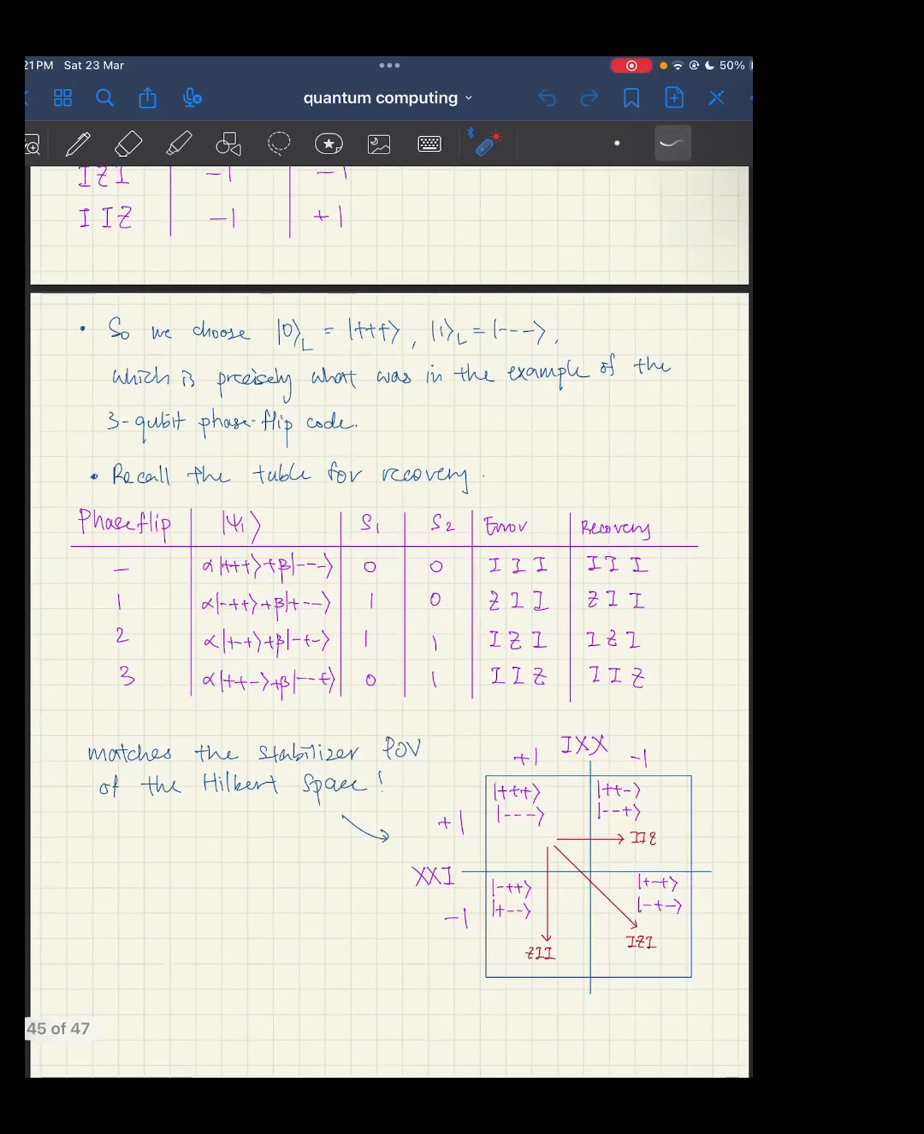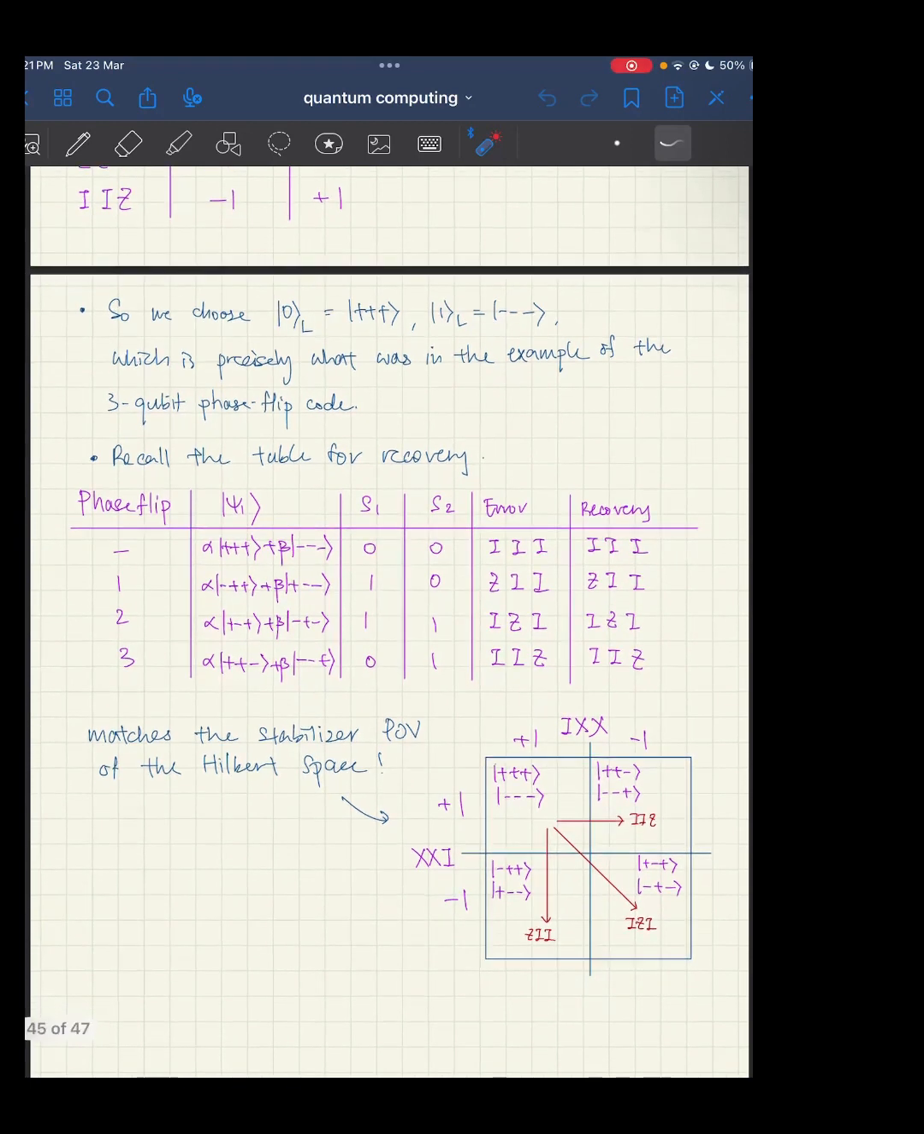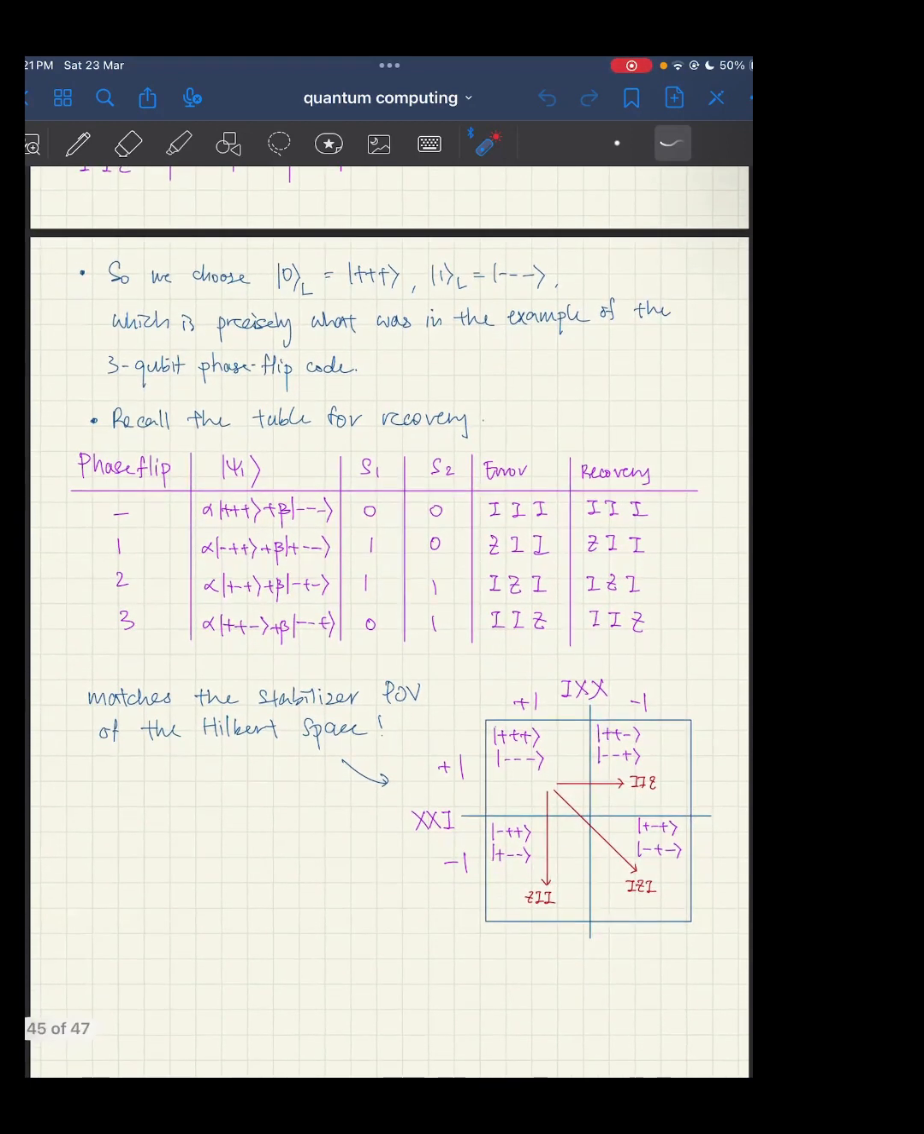Secondly, this matches exactly the stabilizer point of view of our Hilbert space, right? In particular, if you see, for example, the phase flip on the second qubit, which is represented by IZI, then we get the error in this state here, psi1, which is plus minus 1, alpha of plus minus 1 plus beta of minus plus minus, which corresponds exactly with the stabilizer state, right, in this eigenspace that IZI sends it to.